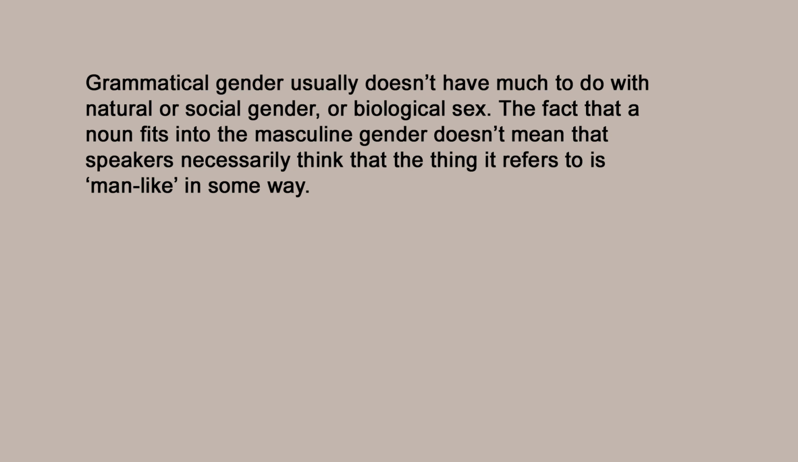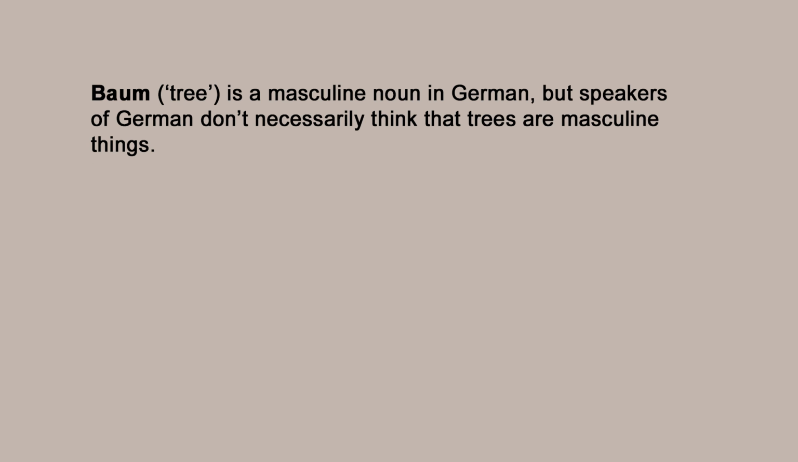You could replace the phrase grammatical gender with grammatical category or grammatical colour or something like that, and it would be just as accurate. In German, the word for tree, Baum, is a masculine word, but that doesn't mean that Germans think trees are particularly manly things. It's just a category that the word happens to fall into. So with that in mind, let's take Spanish as our first example.